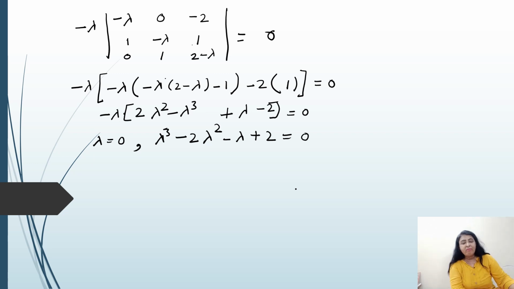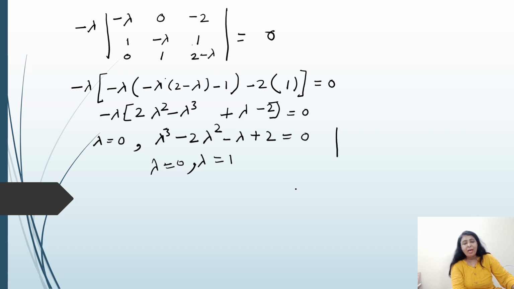Now one of the roots of this equation is lambda is equal to 0. The other roots we will find by the hit and trial method, and then we will get a quadratic equation that can be solved easily. So you can see that 1 satisfies this equation: 1 minus 2 minus 1 plus 2, so 3 minus 3 is equal to 0. So lambda is equal to 1 is one of the roots, found by hit and trial method.